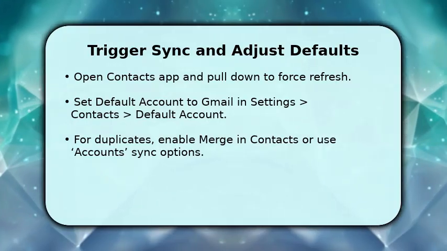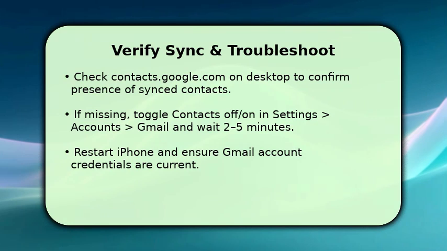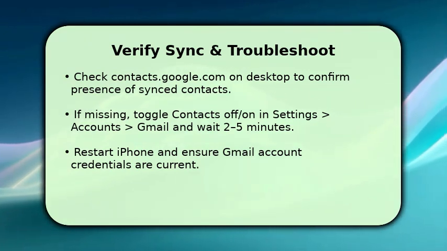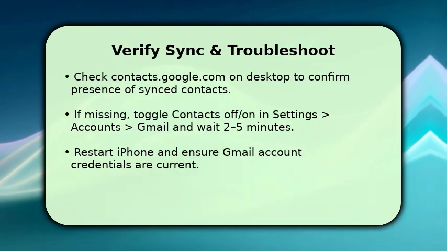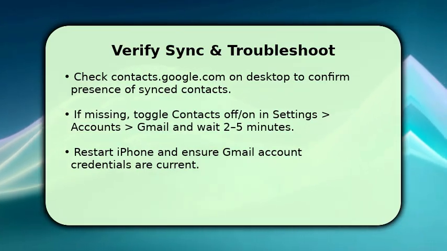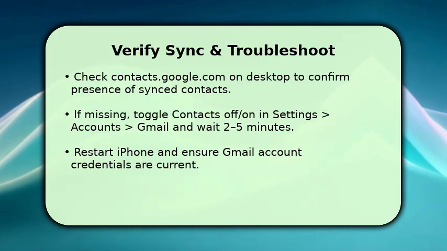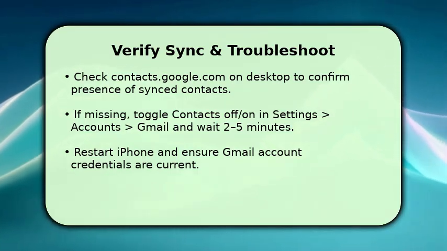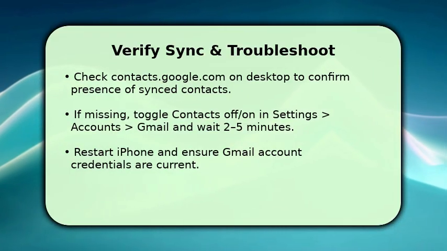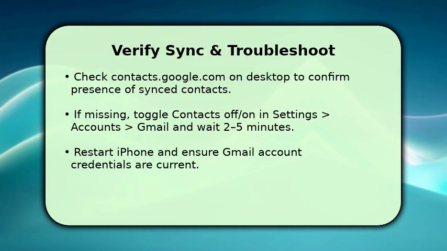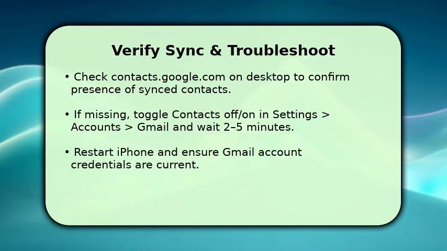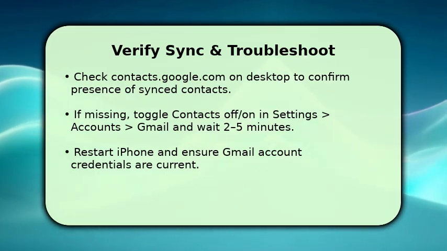Finally, verify that contacts appear by logging into Contacts.Google.com on a desktop. This confirms they reside in Gmail. If some contacts are missing on the iPhone, go back to Settings, toggle Contacts off for the Gmail account, choose Keep on my iPhone or Delete from my iPhone as appropriate, then toggle Contacts back on and wait 2 to 5 minutes. If problems persist, sign out and back into the Google account or restart your iPhone to clear temporary glitches.